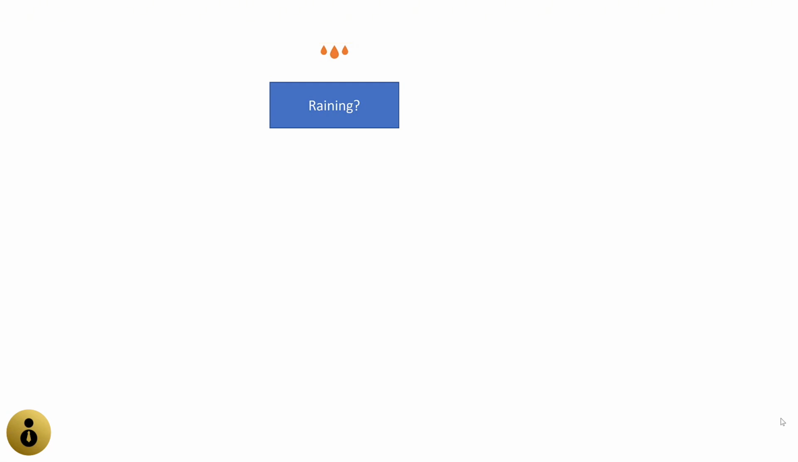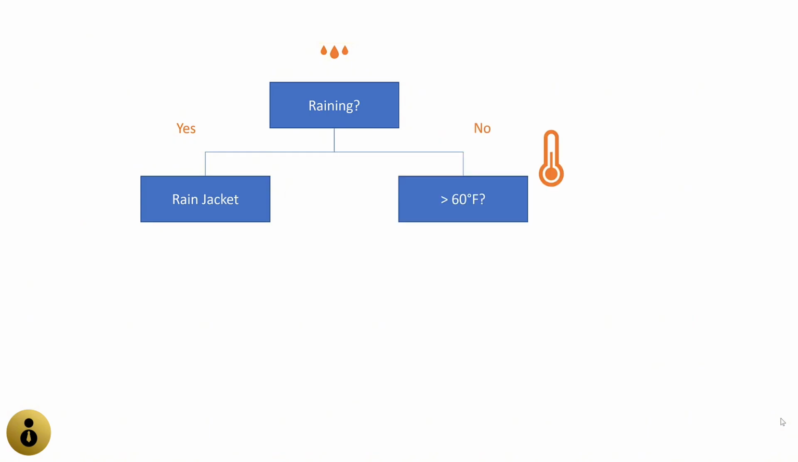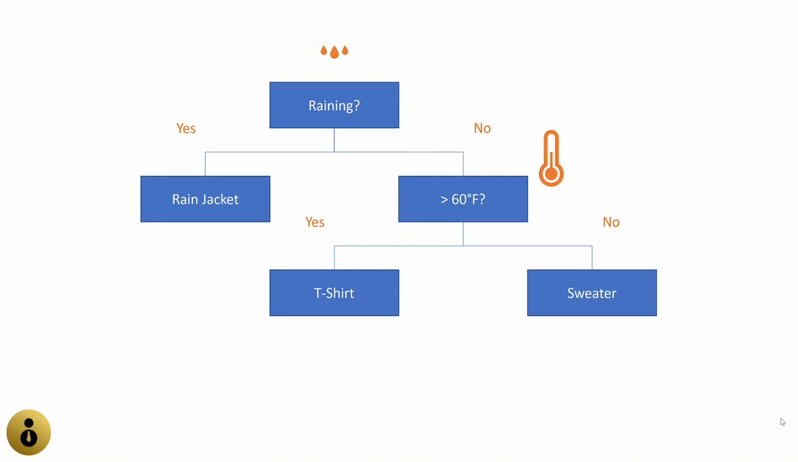Let's say that first you check and see if it's raining. If it is, you wear your rain jacket and that's done. But if it's not, then you want to know the temperature. Is it warm, like greater than 60 degrees Fahrenheit, or is it cold, less than 60 degrees Fahrenheit? If it's warm, then you might wear your t-shirt, but if it's cold, then you might want to wear a sweater. In Excel, it looks like this.